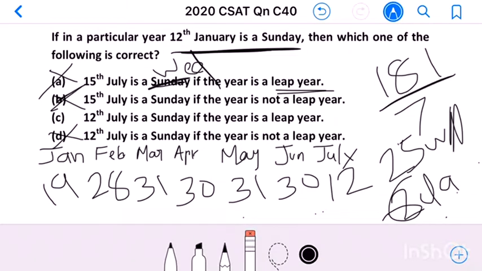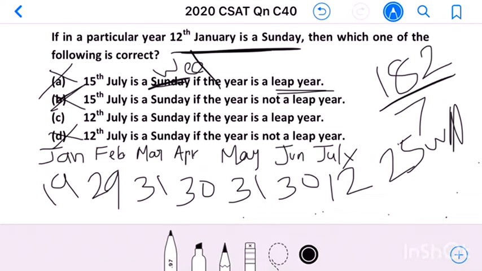Then 12th July is a Sunday if the year is a leap year. So here February will be 29. This becomes 182. Then 182 divided by 7, we get exactly 26 weeks. That means at the end of this 26th week, it will be a Sunday again. Our answer is option C. 12th July is a Sunday if the year is a leap year.